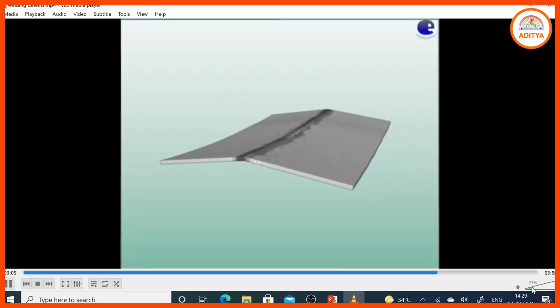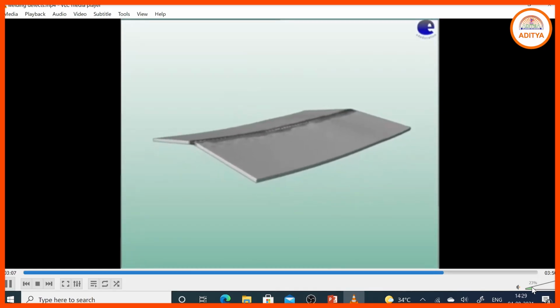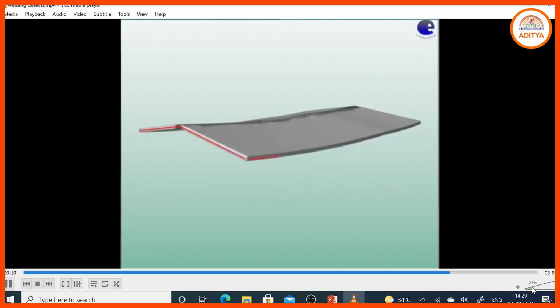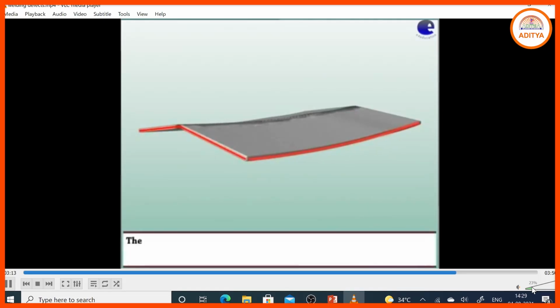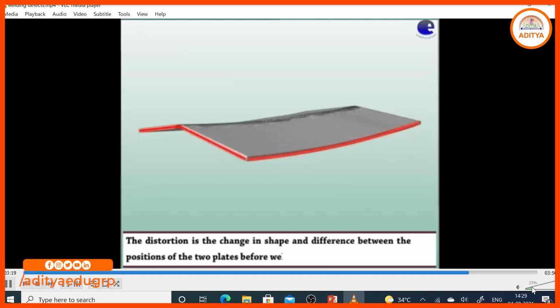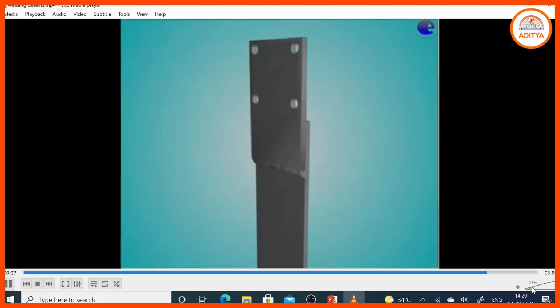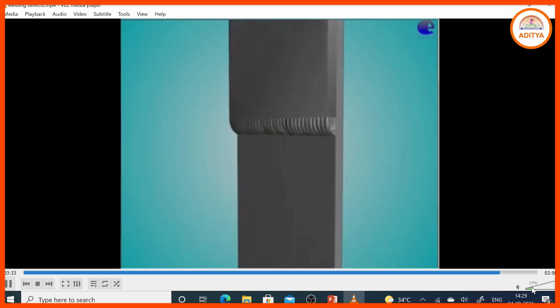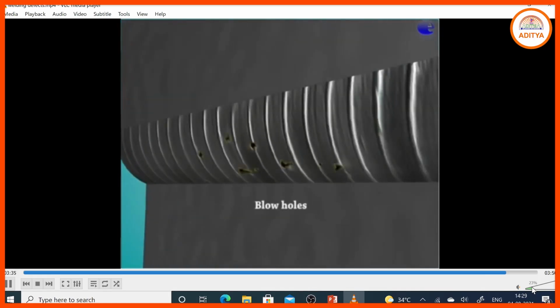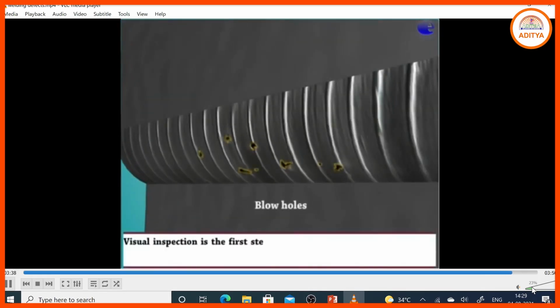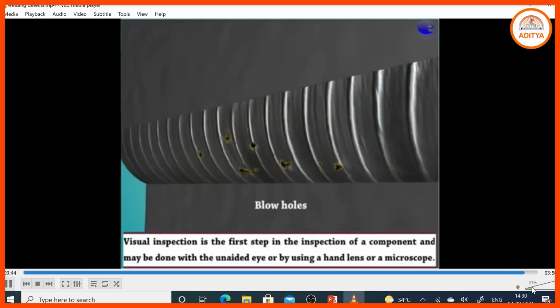Distortion problem. Distortion means a change of the shape of the welding space that has occurred between two plates. Using visual inspection, we observe some defects in the weld joints, such as porosity and blowholes. So we are seeing that, and we can decide that this is a welding problem, a blowholes problem.